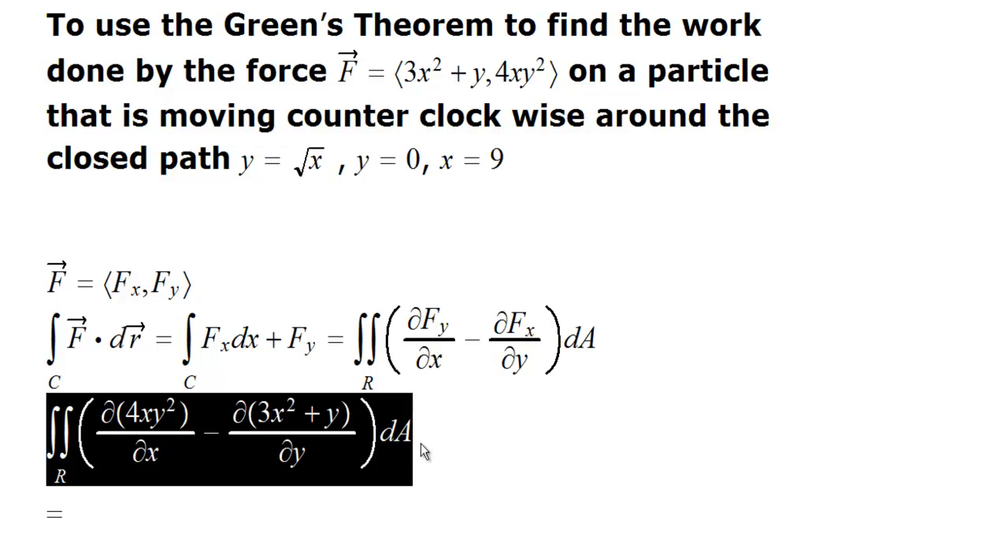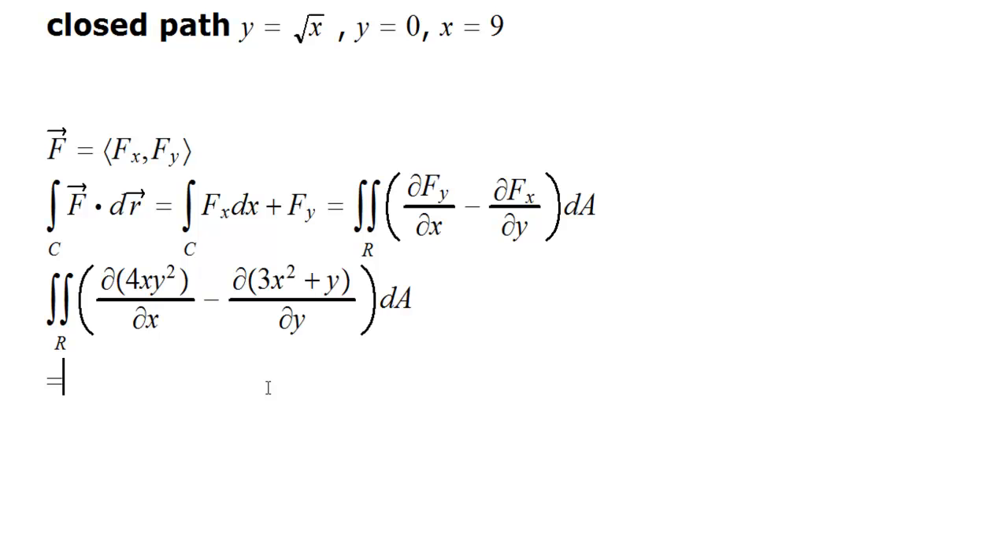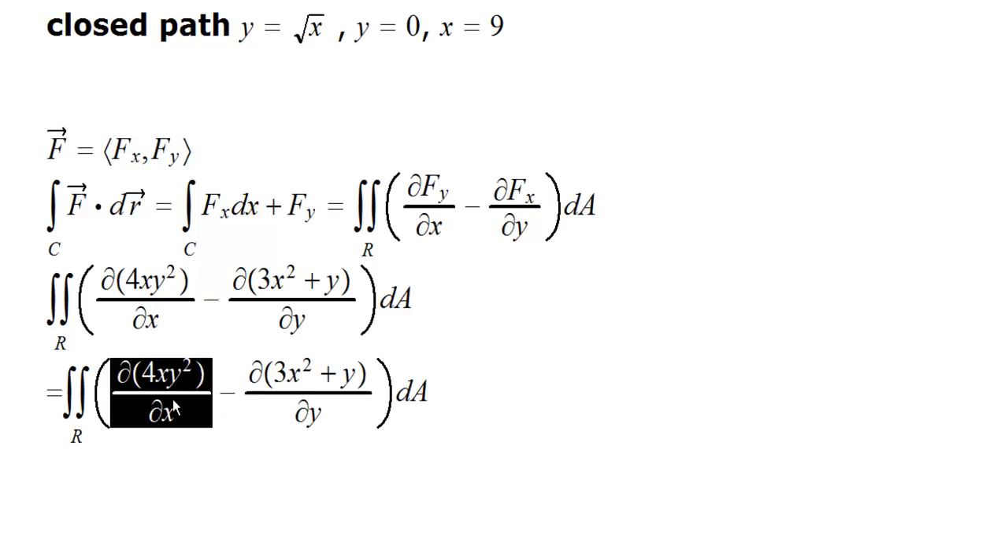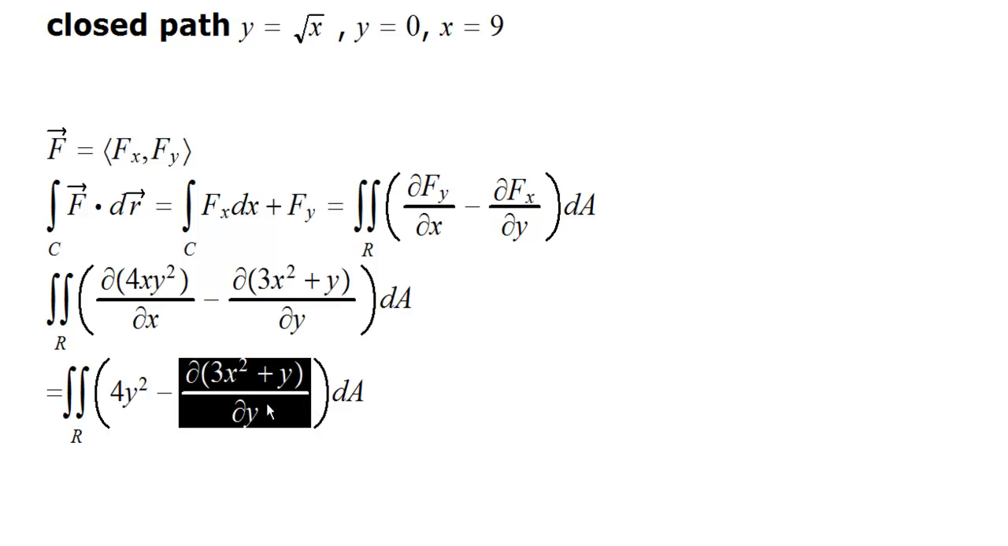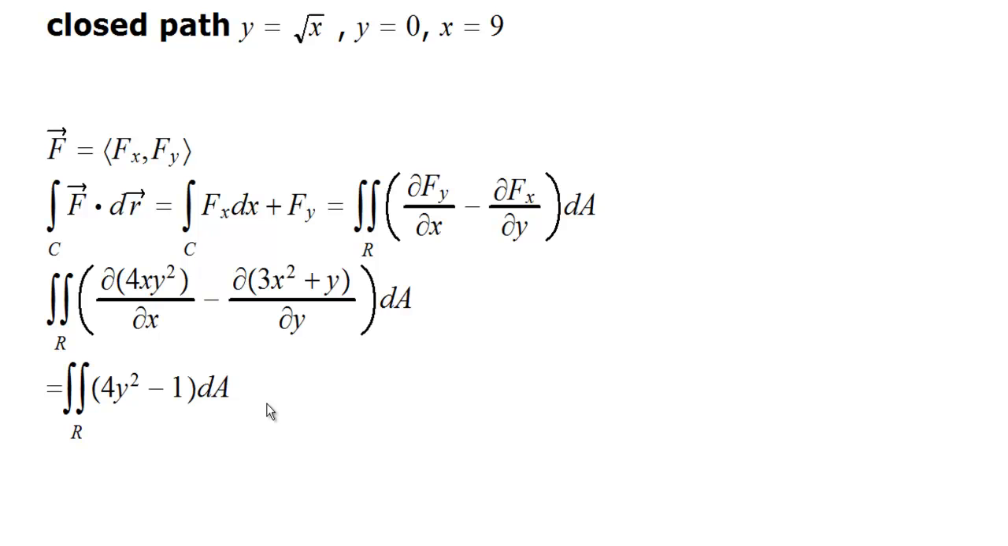All right, so this becomes equal to what? Let's simplify this quickly, and then we will look at our boundaries. This will be 4y squared, because we are differentiating partially with respect to x, so 4 and y squared are treated as constants. Here we are differentiating partially with respect to y, so x squared is treated as a constant, so our value will simply be 1. Okay, so this is what we have to work on.